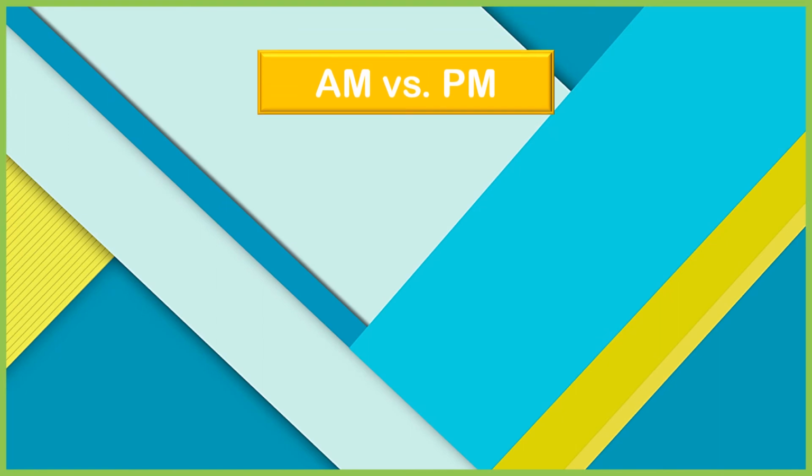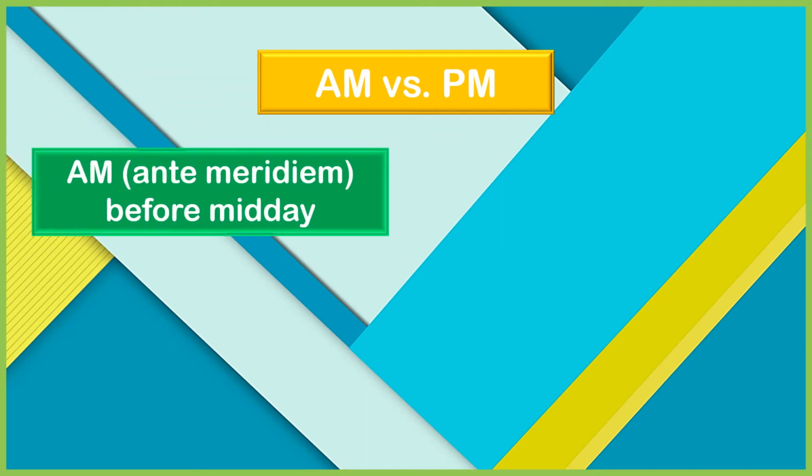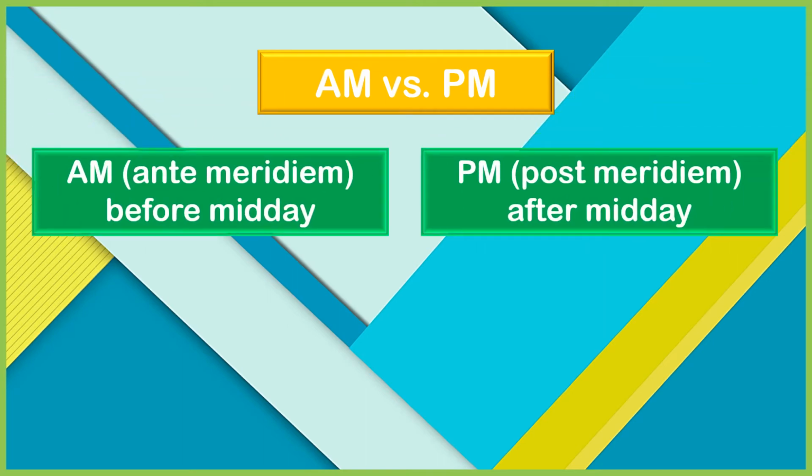We don't normally use the 24-hour clock in English. We use AM for the morning and PM for the afternoon, evening, and night. In fact, like many words and phrases in the English language, AM is short for a Latin phrase ante meridiem, or before midday, while PM is short for post meridiem, which means after midday.